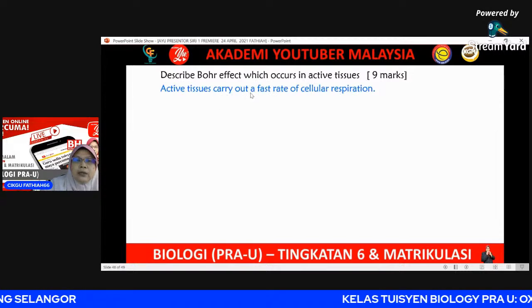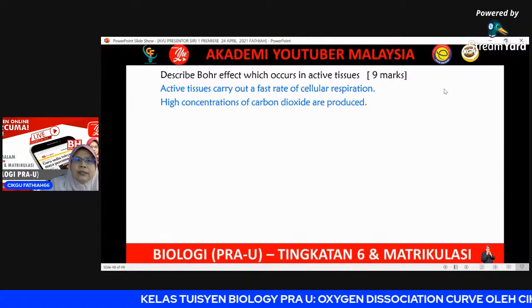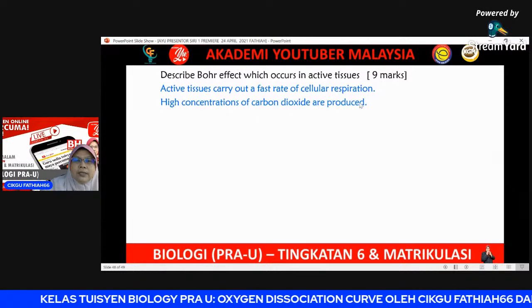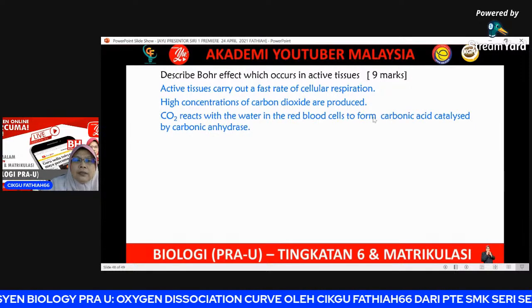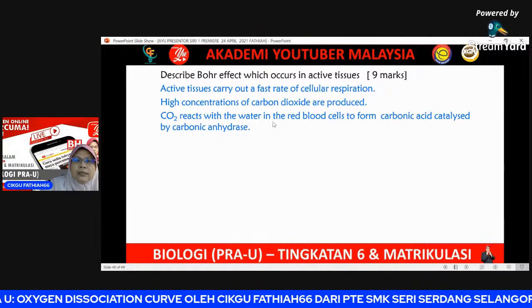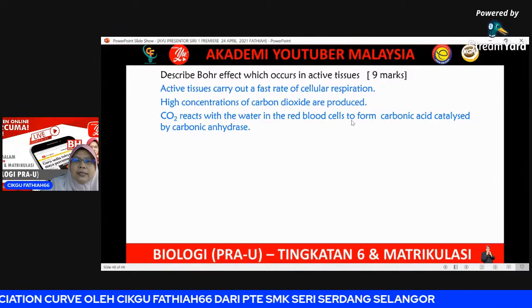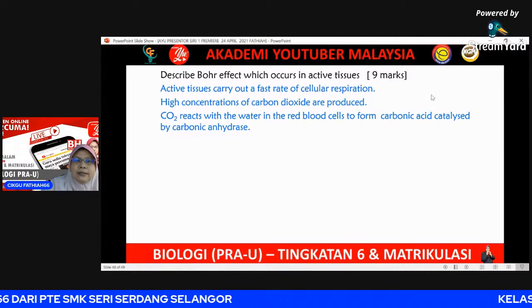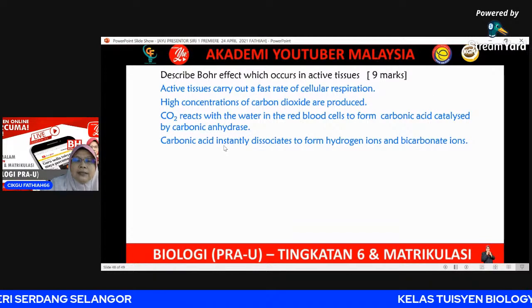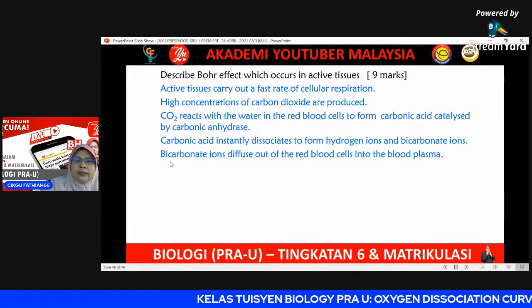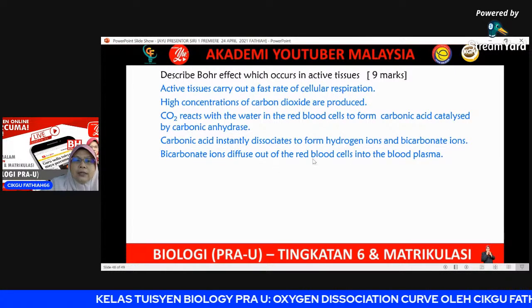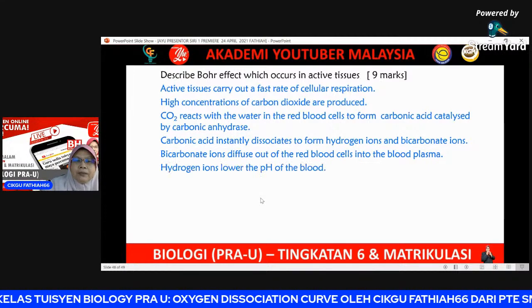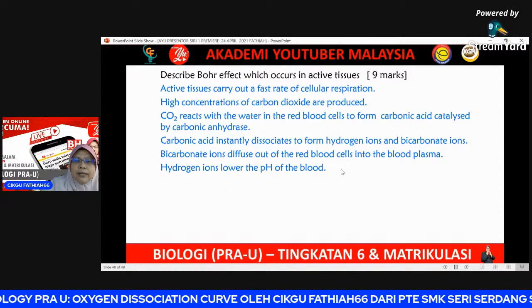Okay, active tissue carries out a fast rate of cellular respiration. Point 1, high concentration of carbon dioxide is produced. Carbon dioxide reacts with the water in the red blood cell or in the plasma to form carbonic acid, catalyzed by carbonic anhydrase. Carbonic acid instantly dissociates to form hydrogen ion and bicarbonate ion. Bicarbonate ion diffuses out of the red blood cell into the blood plasma. Hydrogen ion lowers the pH of the blood.